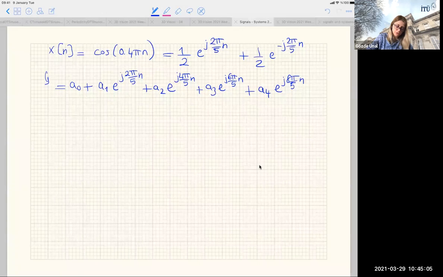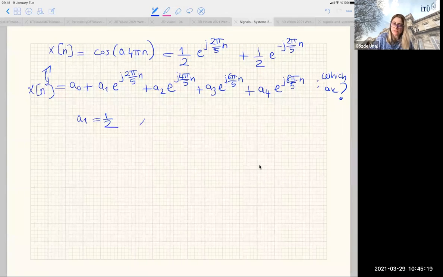I know from the synthesis formula they are equal. Which ak do I have? You will immediately say a1 is 1 over 2. This time, before it was a minus 1, now it's equal to a4, right? Because it's a minus 1 plus 5. So that's equal to 1 over 2.